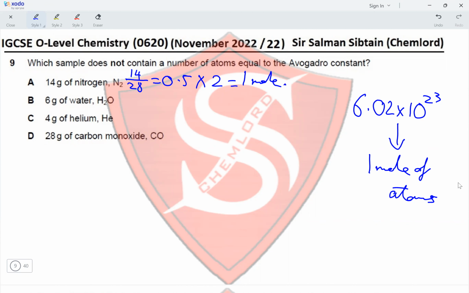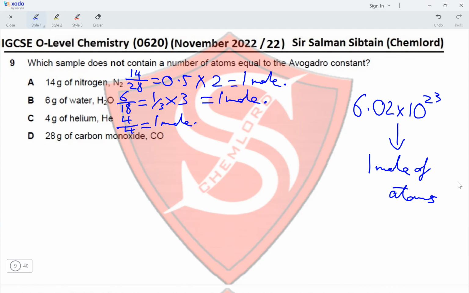In B, we've got 6 grams of water. So 6 upon MR, which is 18, will give us a value of 1 over 3. And since water contains 3 atoms, 1 over 3 times 3 would give us 1 mole of atoms of different elements in water. Okay, now for helium, we've got 4 grams of helium. So 4 upon 4 would give us 1 mole of helium because the AR of helium is 4.